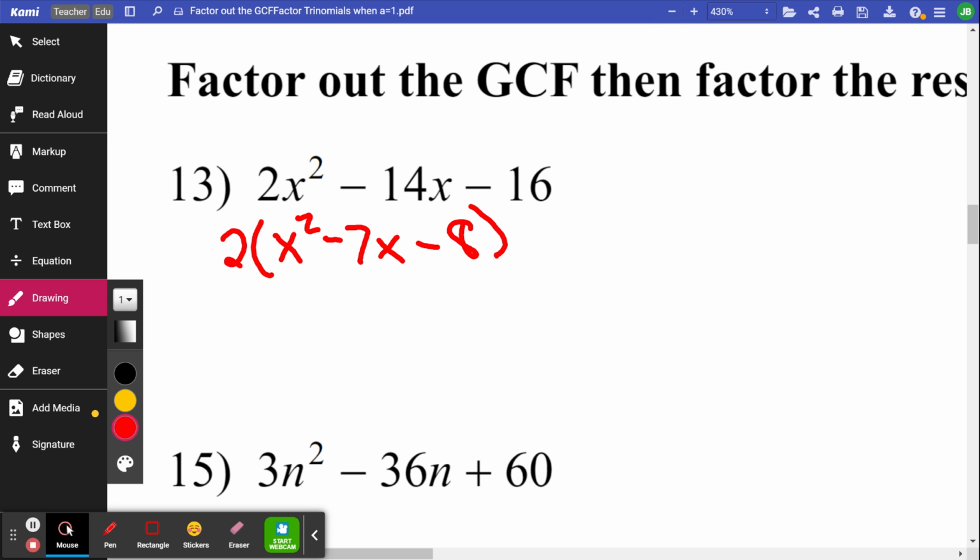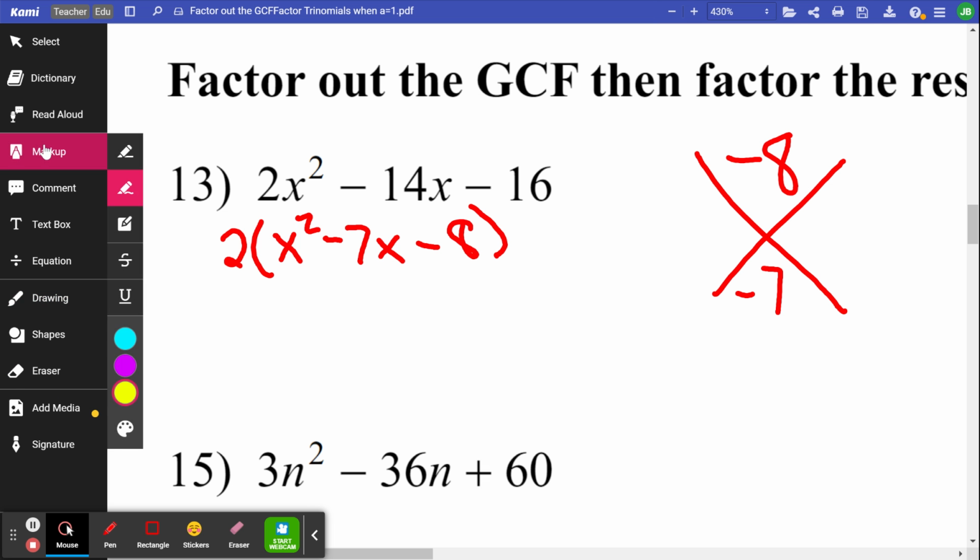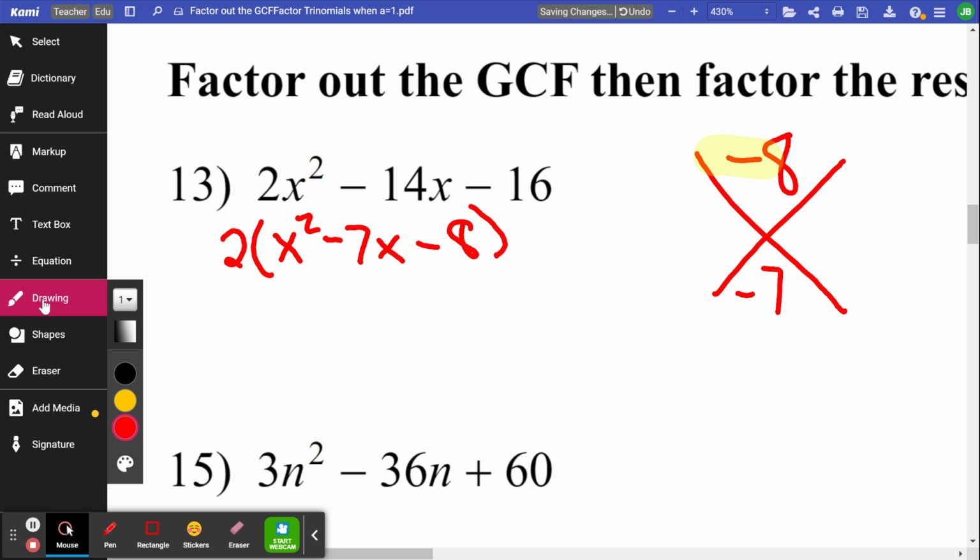Now I have a trinomial, so I'm going to make my diamond. The negative 8 goes at the top. Make sure that negative gets in there. The negative 7. So we want factors of negative 8 that add up to negative 7. Although because of this negative sign right here, it's actually going to be subtraction. Factors of negative 8 that subtract to negative 7.